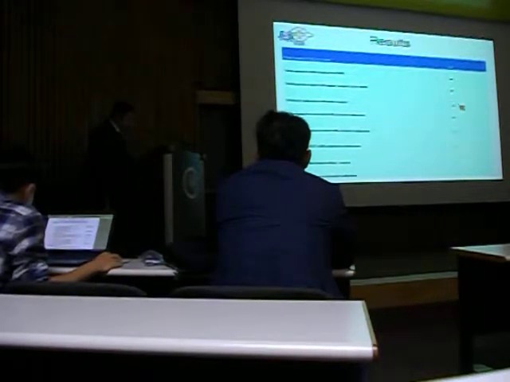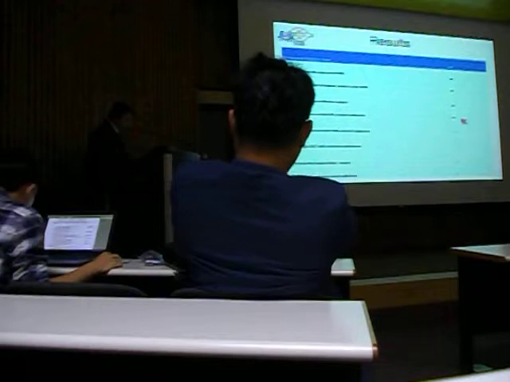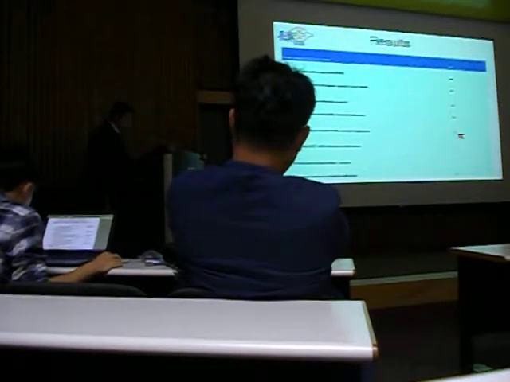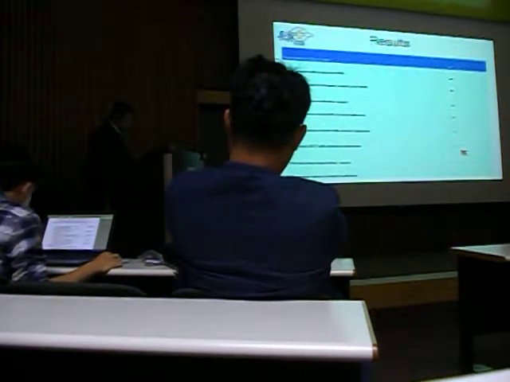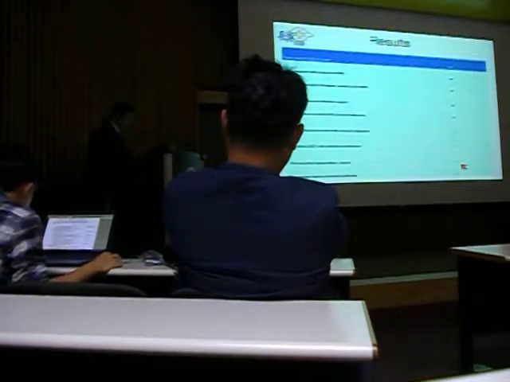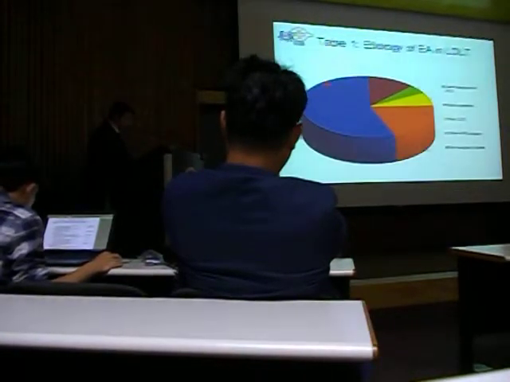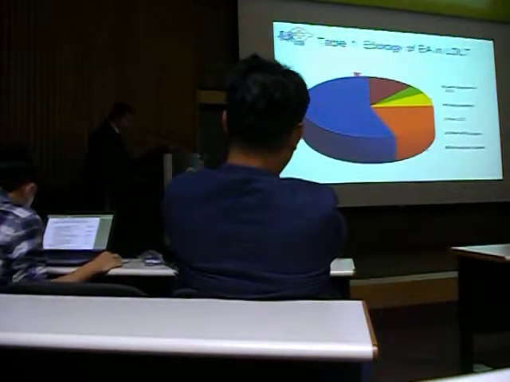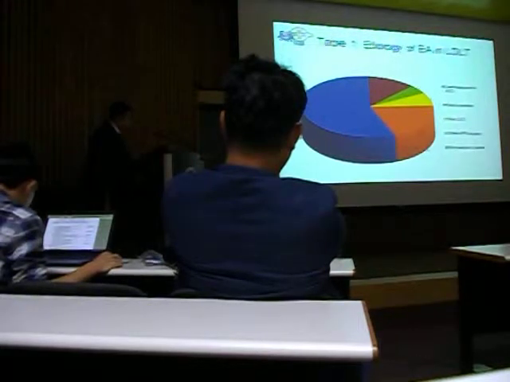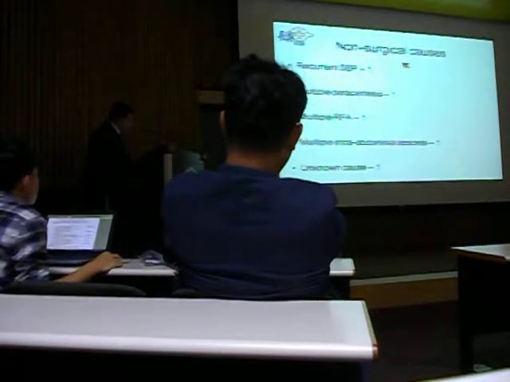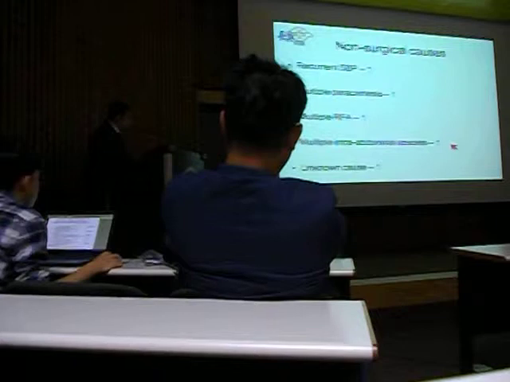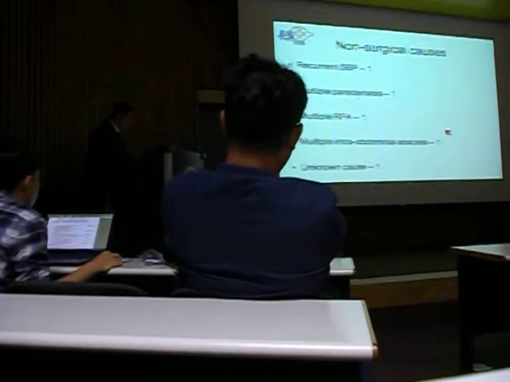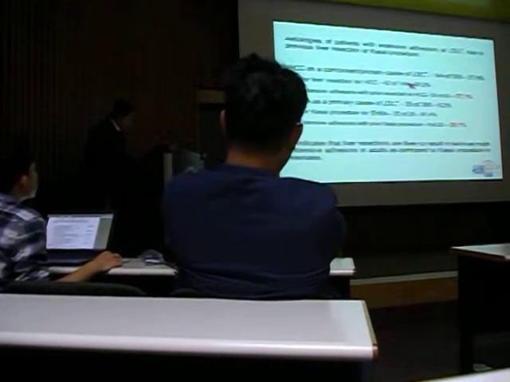Out of these 38 patients with extensive adhesions and prior surgery, 24 were previous liver resections, 9 were previous Kasai procedure, 3 were previous LDLT, and 2 were other hepatobiliary surgery. If you make a pie graph out of it, you'll see the majority, this blue, was liver resection for HCC. The second most important cause was Kasai procedure. The non-surgical causes were recurrent SBP, multiple paracentesis, multiple RFA, multiple intra-abdominal abscesses, and one was an unknown cause. So this is an important slide.